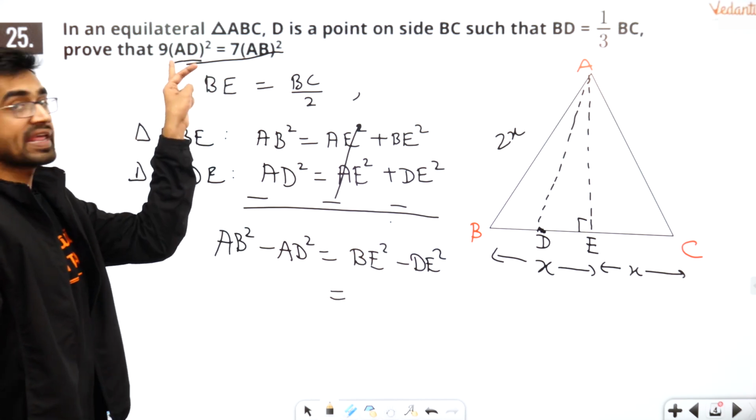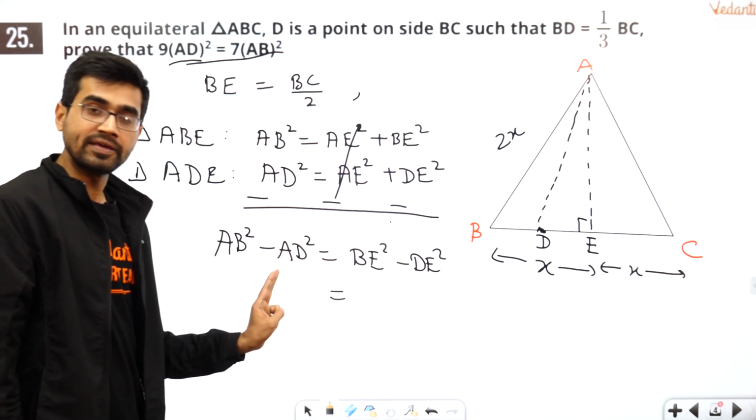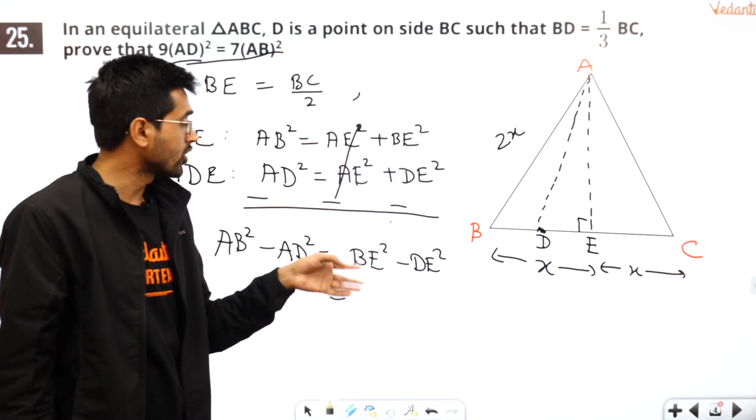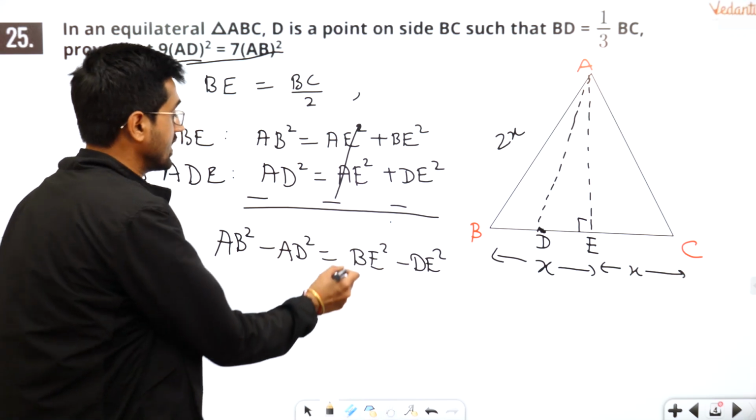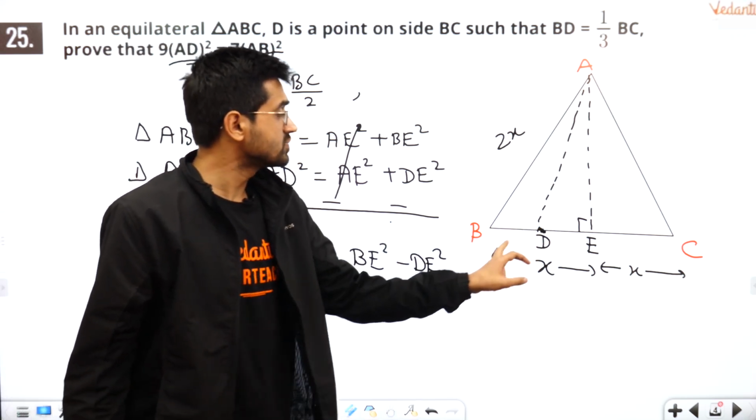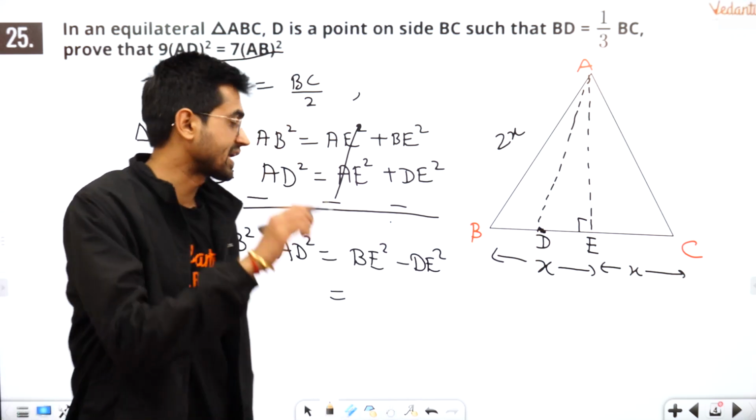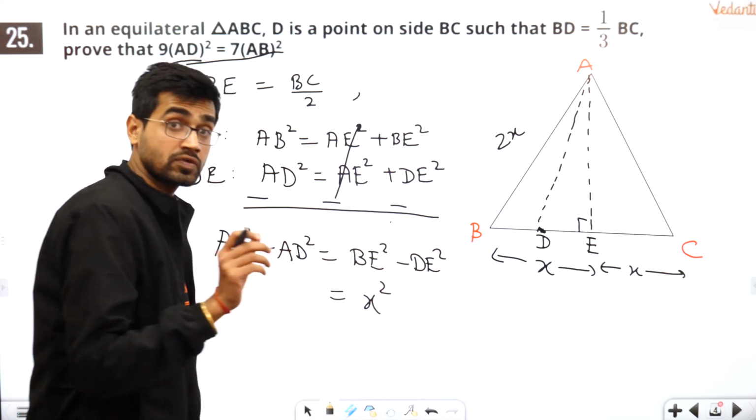I want AB and AD only. I have got AB and AD. I do not want this. I'm going to get rid of this. How? Let's check. What is BE? BE is BC by 2. It is x for us. Just take x, it will solve.